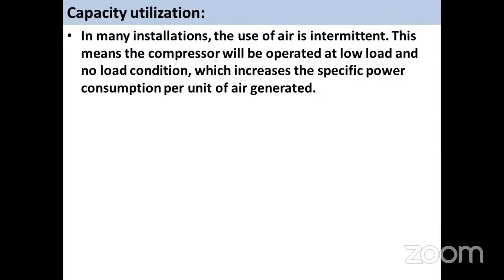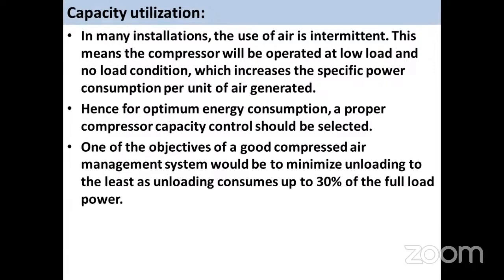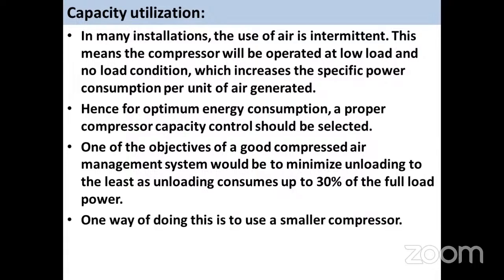Capacity utilization. In many installations, the use of air is intermittent, which means the compressor will be operated at low load and no load conditions, which increases specific power consumption per unit of air generated. Hence, for optimum energy consumption, a proper compressor capacity control should be selected. One way of doing this is to use a smaller compressor.